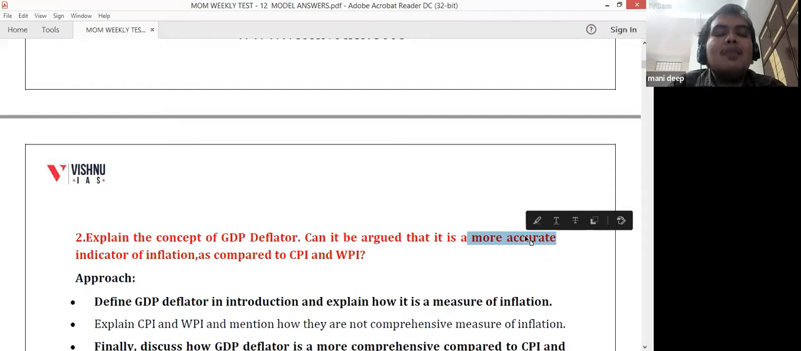But the major issue here is that the goods taken in the basket are very limited. We are taking only three or four goods, not the entire range of goods. To address this, we can use the GDP deflator, because GDP contains every product that is produced in a domestic nation. So by calculating the GDP deflator, we can find exactly how much inflation there is.